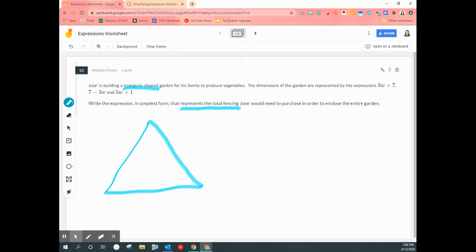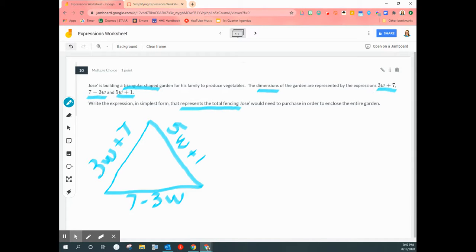So not only did they tell me the shape, but they told me the dimensions. They told me that one side length was represented by this expression. Here's another side, and here's our third side. So let's label our sides. Okay, so if you have your scratch paper, draw your shape and write 3W plus 7. Write down these dimensions here. Now we have 5W plus 1.